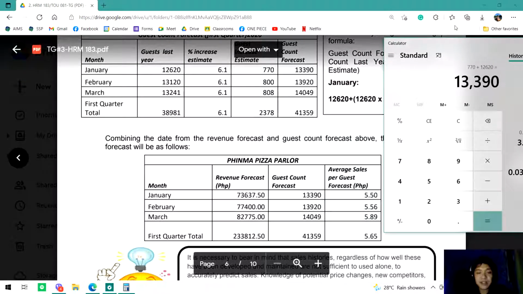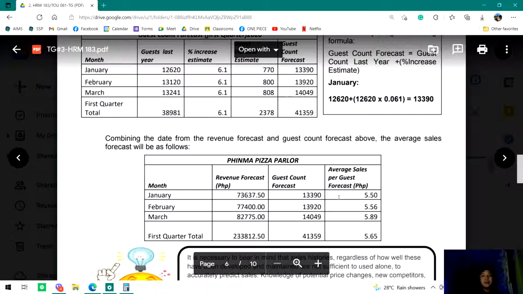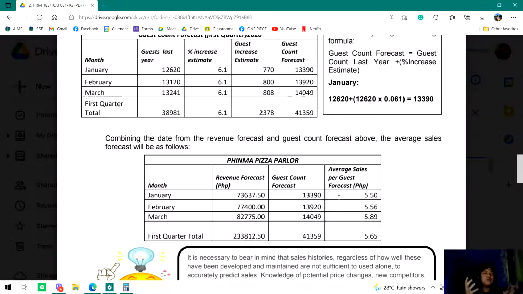So, let's see kung tama nga ba yung table na ito. We have here 73,000. Let's compute for January first. We have 73,637.5 divided by 13,390. So, 550. Tama siya. So, tama ang nakalagay sa ating table. So, it means that ito yung pwede ninyong gawin in the future, no? Alam nyo naman na ang ibig sabihin ng average check natin. You guys also know the meaning of variance, percentage variance, revenue, and forecast.